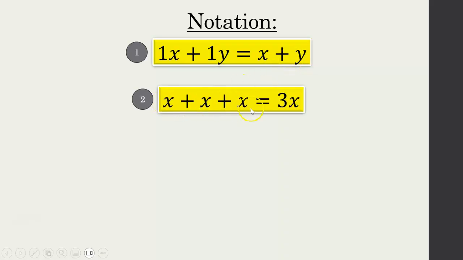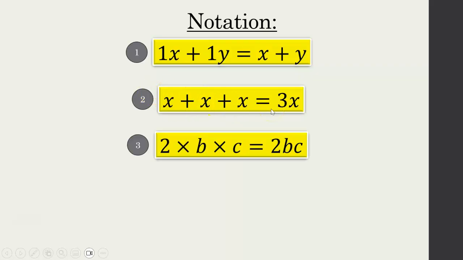x plus x, we can write that as 3x. So that's the same as 3 times x. But remember, multiplication is just short form for addition. So if I had 3 times 3, that's just 3 plus 3 plus 3, which is 9. So x plus x plus x, we can just add these x's together. So that would be 3x.